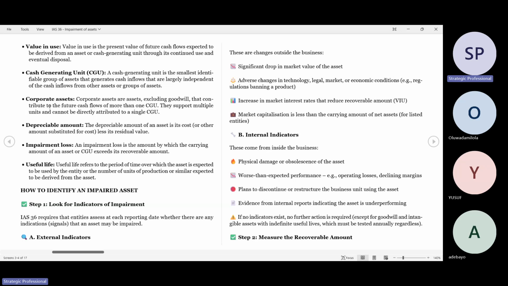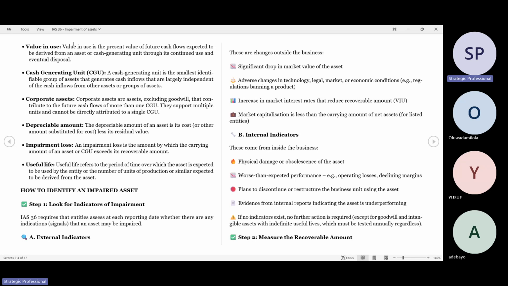So value in use is the present value of the future cash flow expected to be derived from an asset or cash generating unit through its continued use and eventual disposal. What value in use means is, for this asset we are using now for the business, how much can we make from that asset in future? That's number one. Number two, how much would it cost us in using that asset?